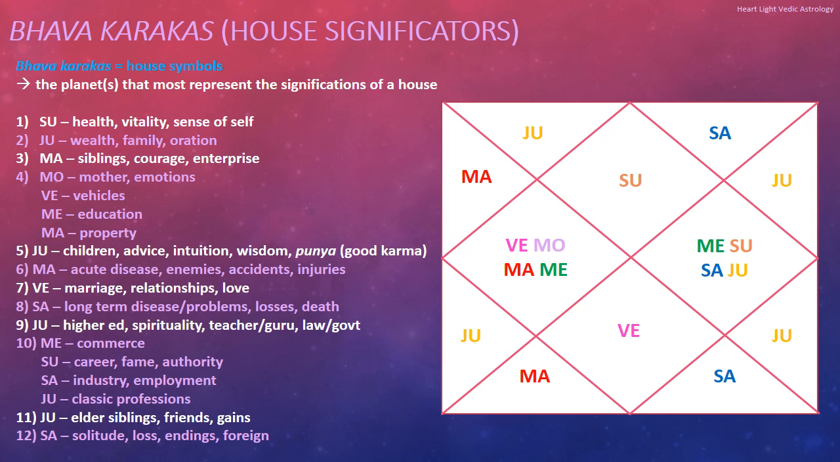Then the eighth house here we have Saturn as the Bhava Karaka, because Saturn represents things like long-term disease, long-term problems, losses of all kinds, even death. I mean, pretty serious long-term stuff here.